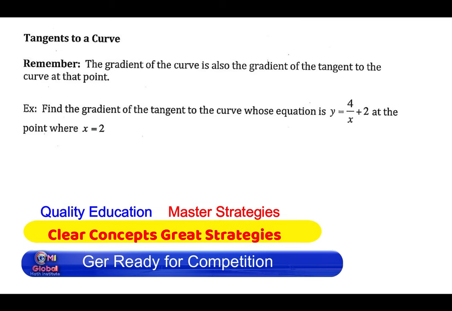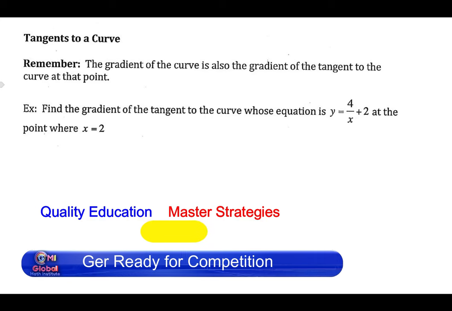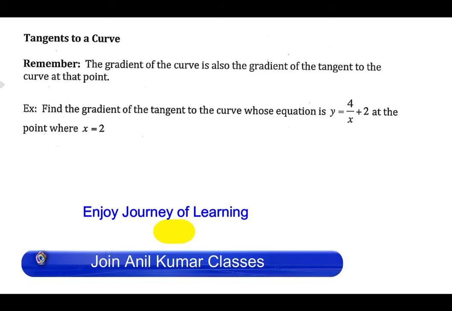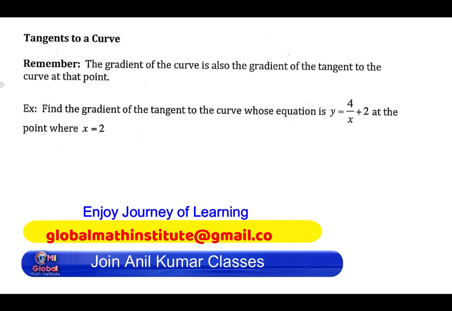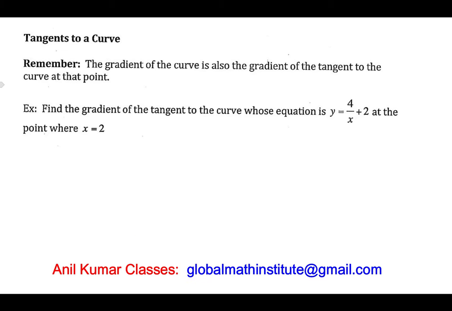Now, as the remark says, the gradient of the curve is also the gradient of the tangent to the curve at that point. So this is important to understand. And here we have the very first example, which says: find the gradient of the tangent to the curve whose equation is y equals 4 over x plus 2 at the point where x equals 2. So it's a reciprocal function.